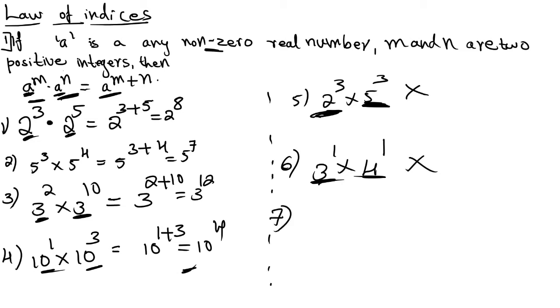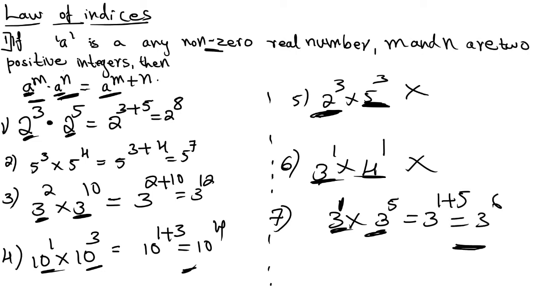See, 3 into 3 to the power 5. Can we multiply? Yes, because 3 means 3 to the power 1. Okay. So 3 to the power 1 into 3 to the power 5 is 3 to the power 1 plus 5. The reason is they have the same base. Okay. 3 to the power 1 plus 5, it's equal to 3 to the power 6. Clear? This is all about the first rule.